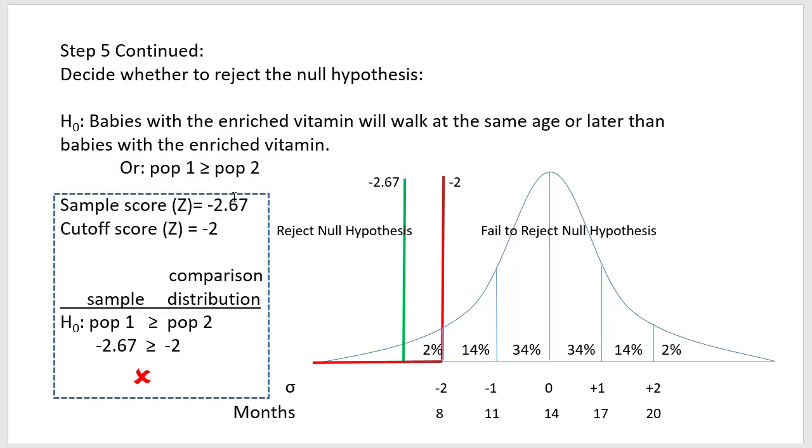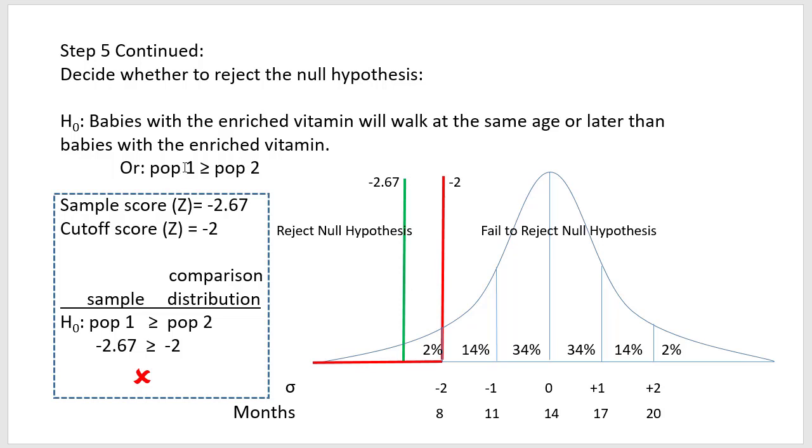Our sample's z-score was -2.67. Our cutoff z-score was -2. The sample, which is population 1, had a z-score of -2.67. The comparison distribution, which is population 2, had a z-score of -2. We used the null hypothesis formula in order to determine if we have a significant result. So we brought down this inequality that said population 1 will be greater than or equal to population 2.